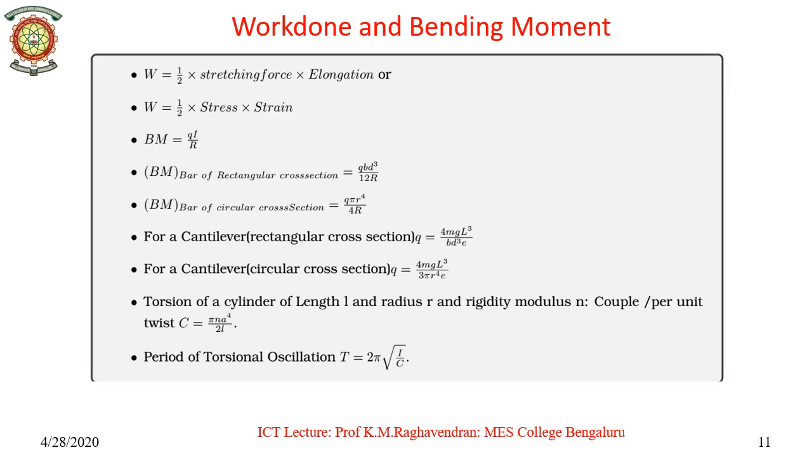In this slide, we have written down the formulae for work done in stretching a wire, bending moments, expression for Q of a cantilever of cross section which is rectangular as well as circular, as well as expressions for the couple or moment of the couple when a wire is twisted, and the period of oscillation for torsional oscillation. Like the previous set of formulae, this set of formulae are also very important for problems in examination.